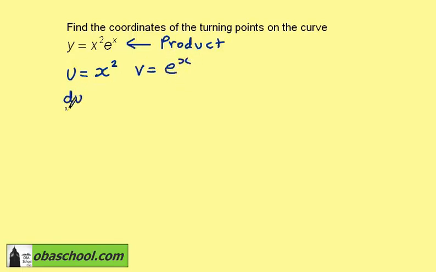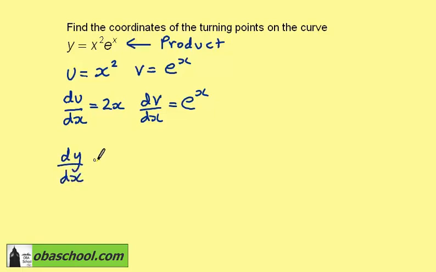We need du dx, which in this case is 2x, and we need dv dx, which is e to the x, because e to the x differentiates to give e to the x. Using the formula, dy dx is going to be v du dx, so 2x e to the x, plus u times dv dx, which is x squared e to the x.